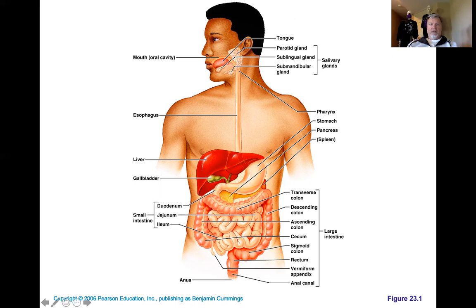Okay, so now when it comes to your pancreas, you have both exocrine and endocrine functions. So when it comes to the exocrine function, your pancreas is going to secrete pancreatic juices, which break down all categories of foodstuff. So your carbohydrates, the proteins, the lipids, and the nucleic acids.